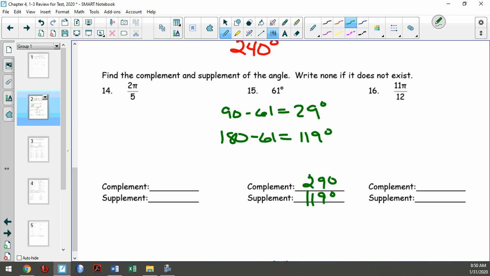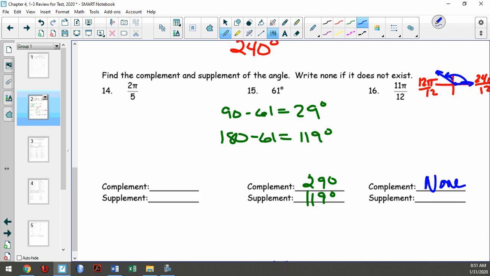You have to figure out, you can convert them to degrees, or you can sit here and say, okay, well, where is this going to be at? This is 12 pi over 12, and this is 24 pi over 12. Why am I doing that? Because my denominator is 12. I need 11 pi over 12. Where's that at? That is going to be in quadrant 2, which means since my angle is in quadrant 2, do I have a complement? No. So this is going to be none because my angle is larger than 90, correct?